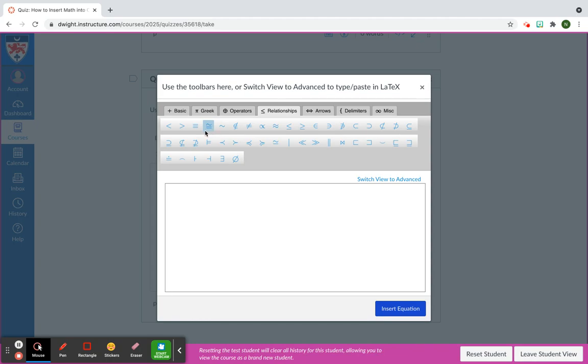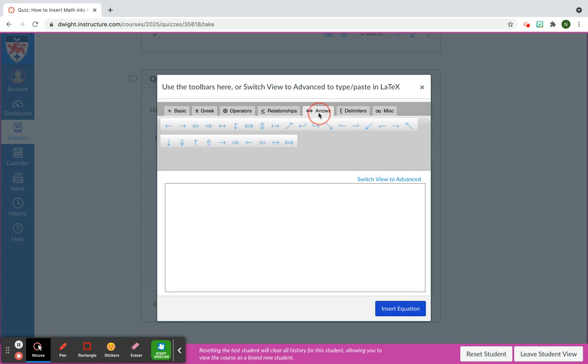We have our congruent to, if we were in geometry, our less than or equal to, or not equal to. There are some great arrow relationships in here, some parentheses, and then just some miscellaneous pieces. I think the only miscellaneous pieces that you may want to use in here would be the degree symbol and maybe the infinity symbol. So feel free to poke around and take a look here. But this is really the main place that you'll use.